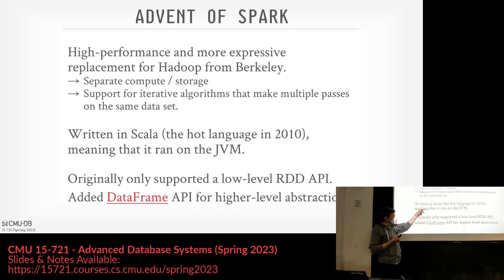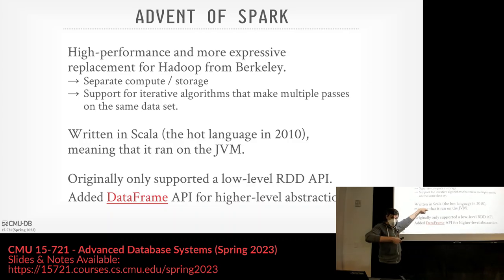And so this means that it's going to run... Scala is just a functional version of Java, right? So it means it's going to get compiled down to Java bytecode and run in the JVM. We haven't really talked this semester about how you actually implement one of these database systems. Most of them are going to be in C++. Spark's going to start off in Java. Hadoop was written in Java as well.